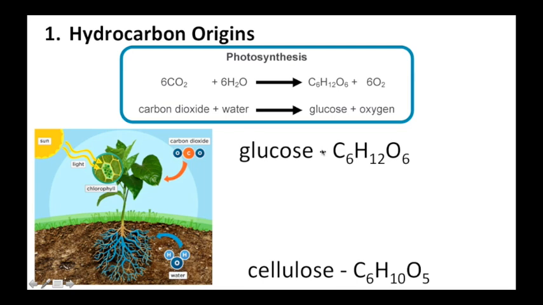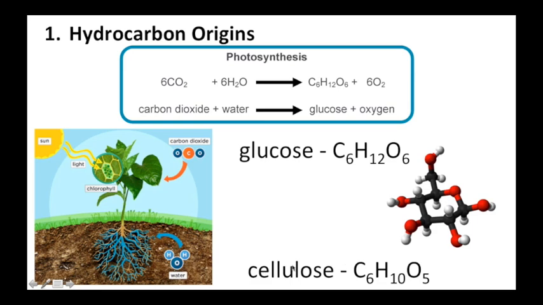Now glucose is this molecule C6H12O6, which looks like this. And the leaves and the stem are made of a molecule called cellulose, C6H10O5. Anyway, these are carbohydrates, C's, H's, and O's. And of course, in our course here, we're talking about organic compounds that contain carbon.